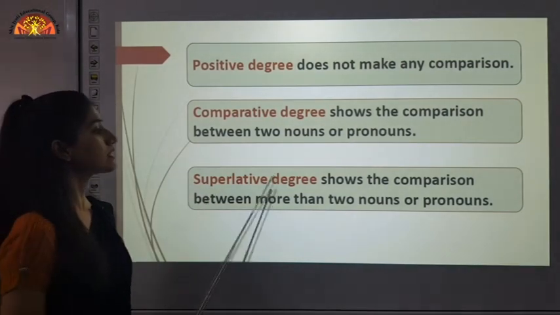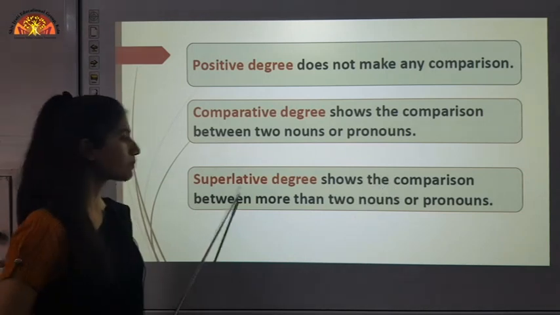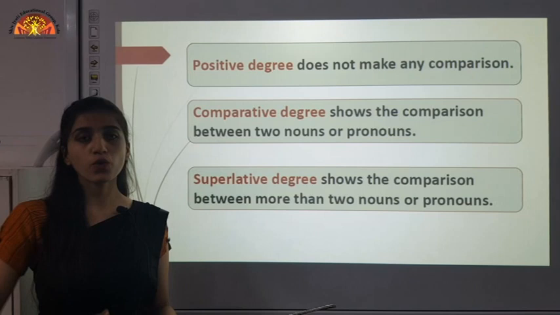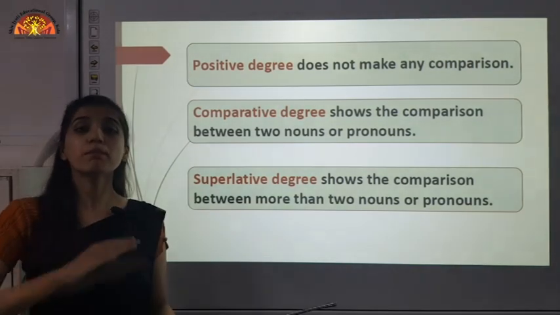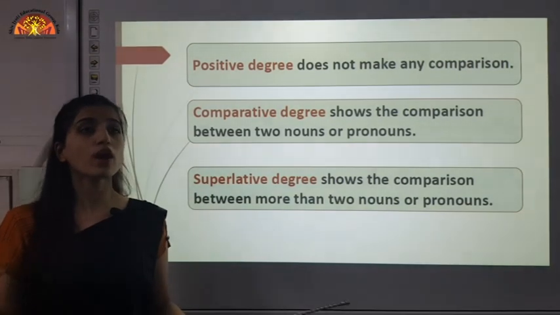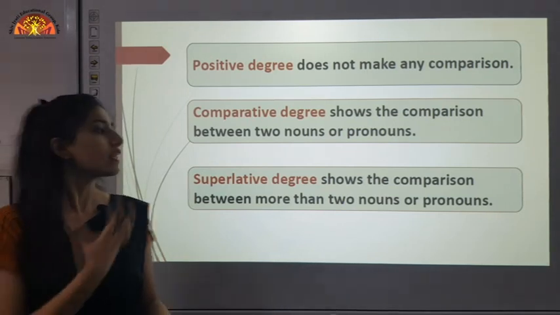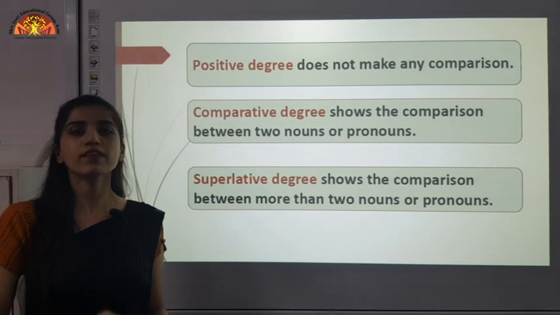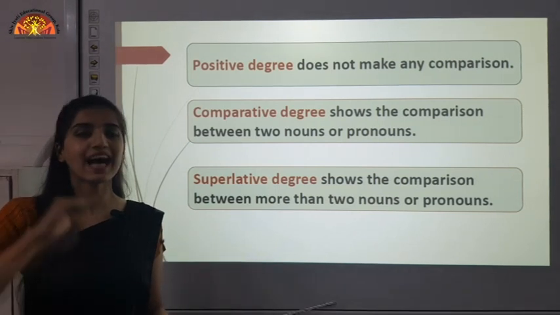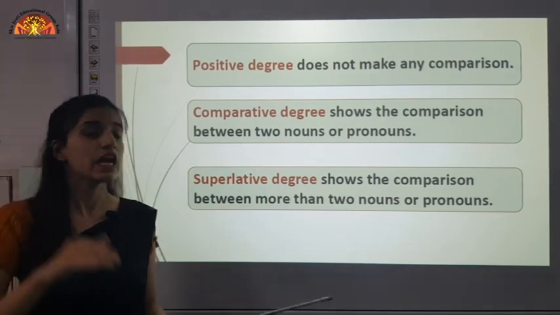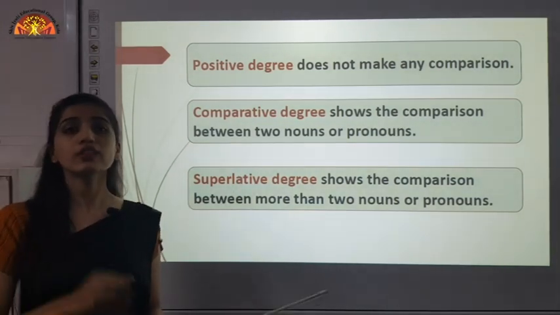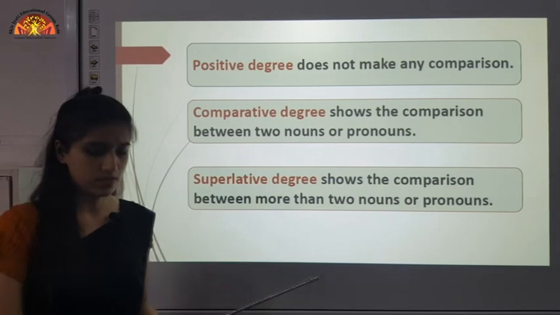Third, superlative degree shows the comparison between more than two nouns or pronouns. Here we show the comparison between more than two nouns or pronouns, or among all. This is the degree of comparison at its highest. So, superlative degree shows comparison between more than two nouns or pronouns.